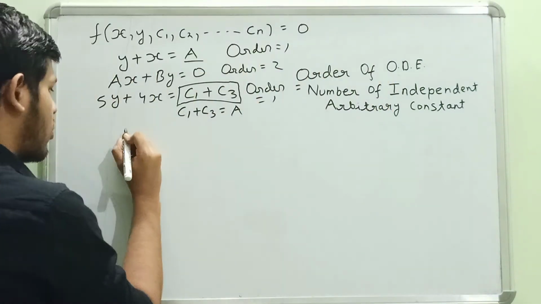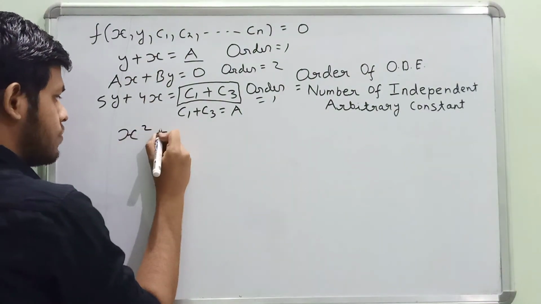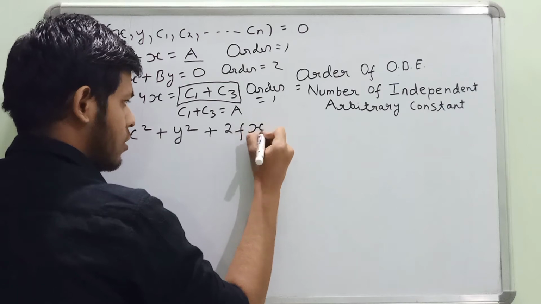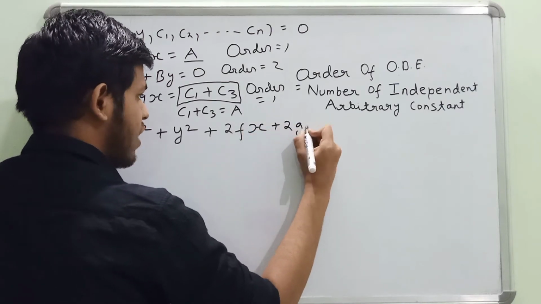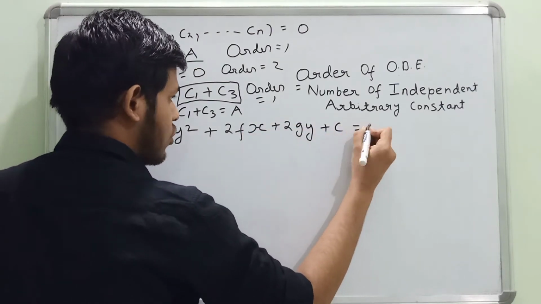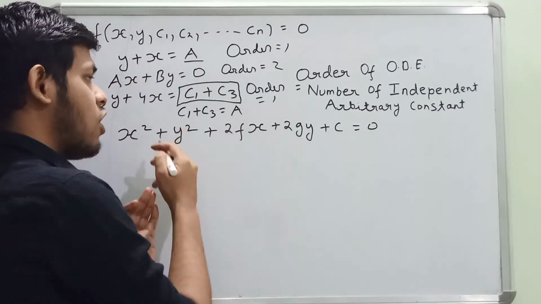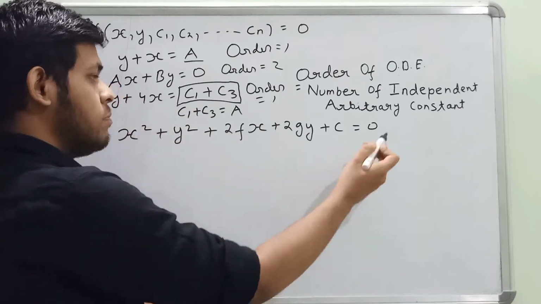So basically the equation of a circle is x square plus y square plus 2fx plus 2gy plus c is equal to 0. So here we can see what the order of the differential equation formed from the circle equation will be.